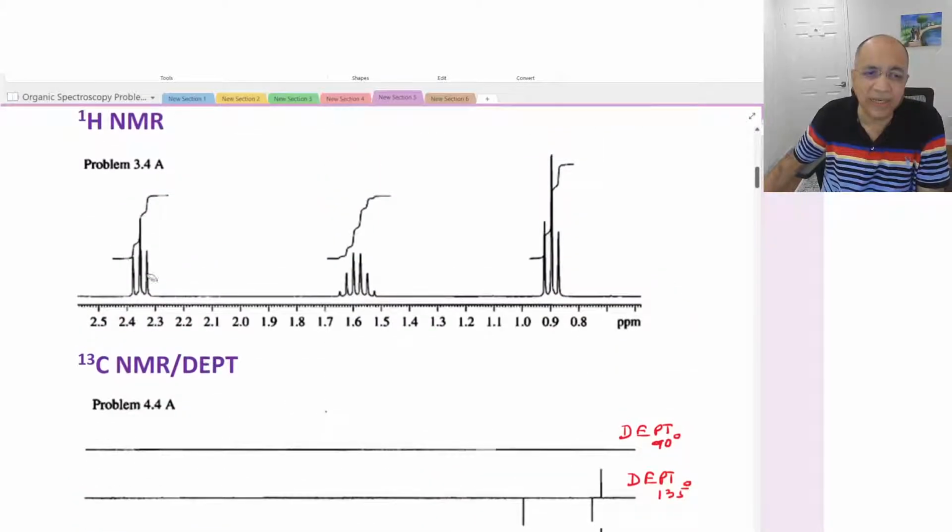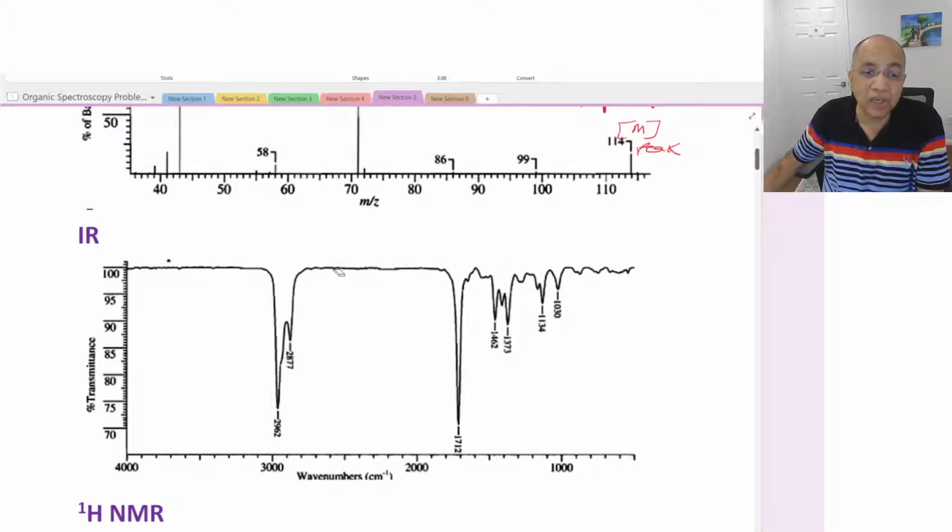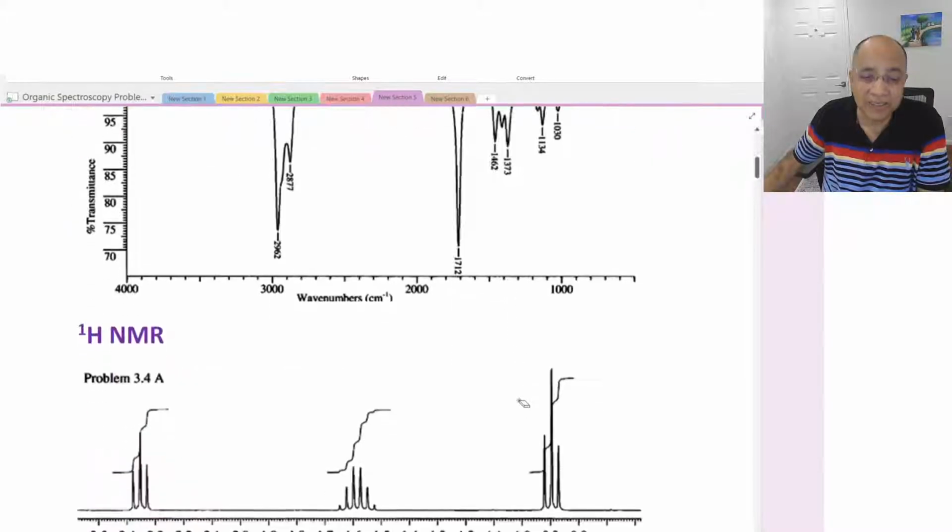It cannot be an aldehyde. Had it been an aldehyde, there should also have been a very prominent proton NMR peak at about 10 ppm. The downfield peak at about 10 ppm is missing here. The 2720 peak is missing here. So there cannot be an aldehyde. It is a ketone. All right.